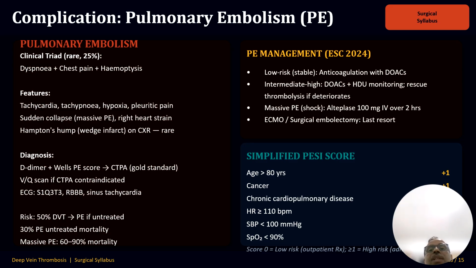If the score of simplified PESI is low, 0, then this patient has got a low risk and patient can be managed as an outpatient. Any score more than or equal to 1 has got a high risk and increased mortality, and such patients should be admitted and managed accordingly. So this simplified PESI score, a pulmonary embolism severity index score, is commonly used in clinical setting to predict the 30-day mortality and also to plan treatment whether inpatient or as a outpatient.